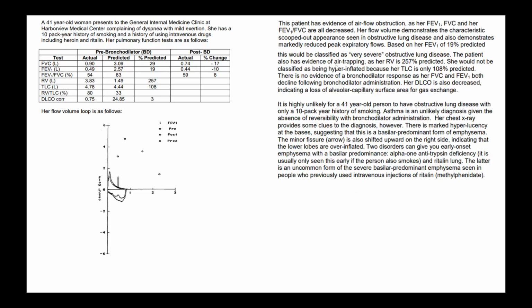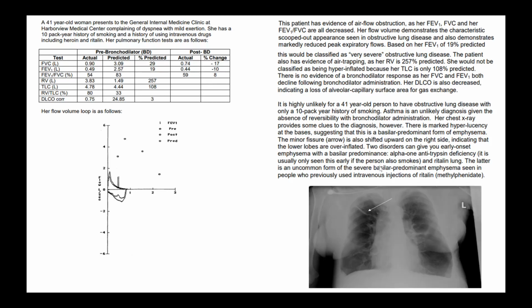This should be classified as very severe disease, and it is unlikely for a 41-year-old person with only a 10-year smoking history to have obstructive lung disease. Asthma is an unlikely diagnosis given the absence of reversibility. Of course, post-bronchodilator there is also not much improvement. So this patient has severe obstructive disease with air trapping and a diffusion defect, because the DLCO is very low. There is a minor fissure shifted upward on the right side, indicating that the lower lobes are overinflated. These findings give you early onset emphysema with basilar prominence. Alpha-1 antitrypsin deficiency may be the cause for all this.